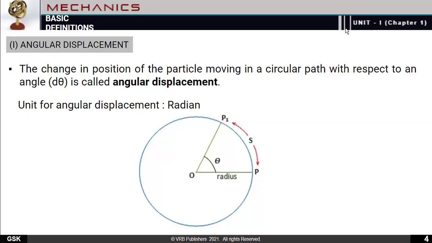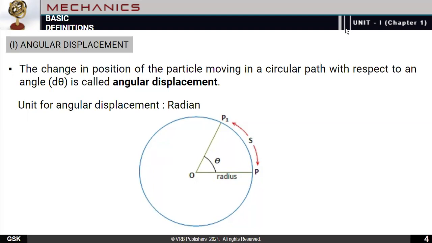The first basic definition is angular displacement. It is the change in the angular position of any object, measured in radians. It describes the rotation of an object around a fixed axis.